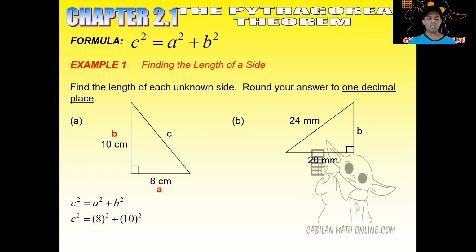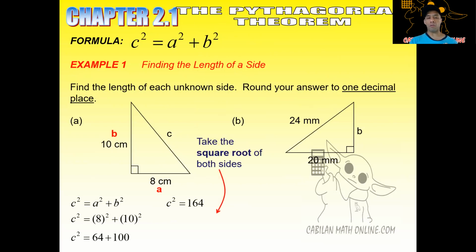And the next thing I'm going to do is just to simplify: take the 8 squared and square it, which gives me 64, 10 squared gives me 100, and then from there, add the two numbers together. Now, for the final step, what we want to do here is to take the square root of both sides. In your calculator, you're going to take the square root of 164. And when you do that, you should get an answer here of 12.8.